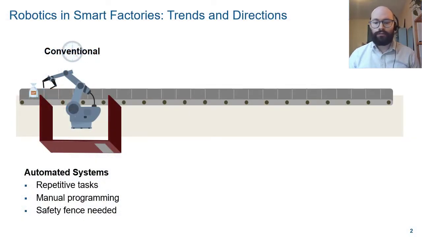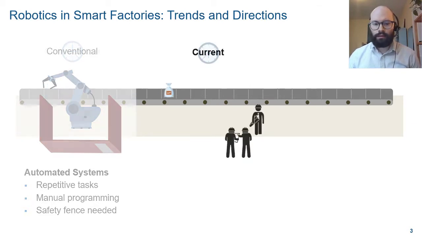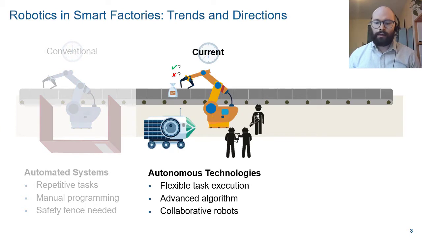So in conventional factories, robots are just automated systems. They're these precise machines that solve repetitive tasks using manually specified trajectories, typically without any live sensor feeds. However, thanks to advances in robotics, we've been able to incorporate autonomy more directly in the current state. Collaborative robots, or cobots, work more closely with humans and incorporate sensor feedback in decision-making. Algorithms are more advanced, and tasks are less strictly defined.